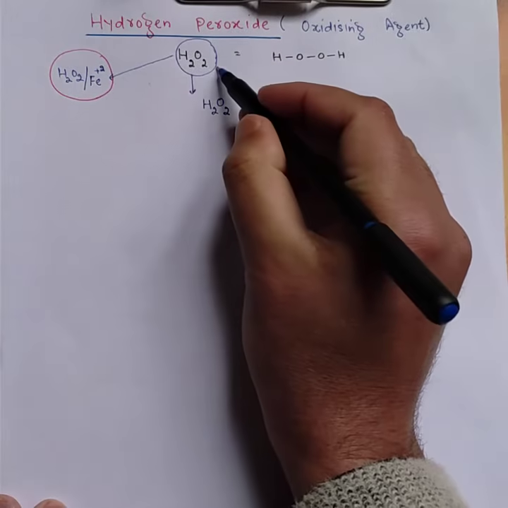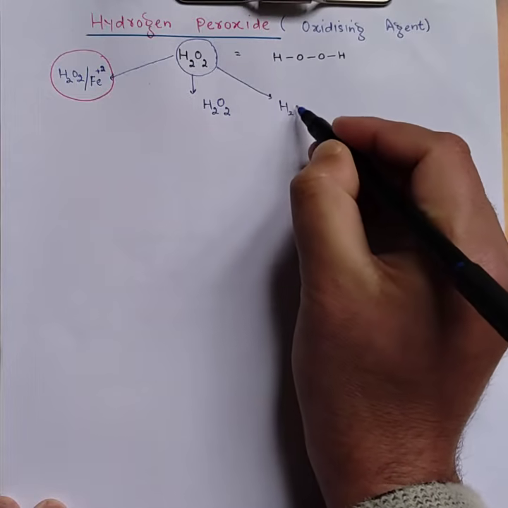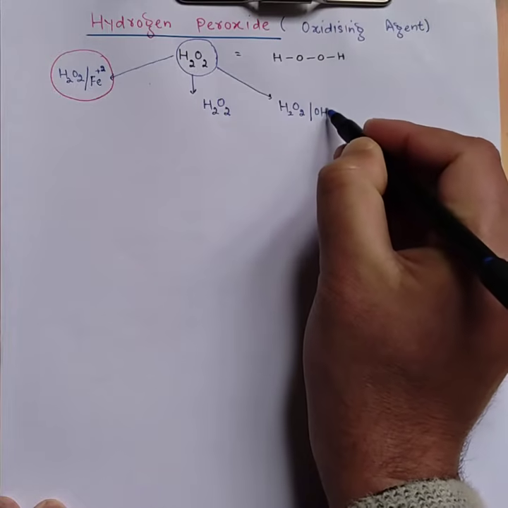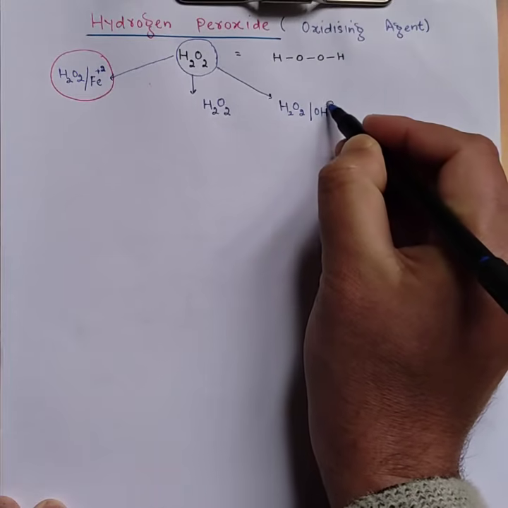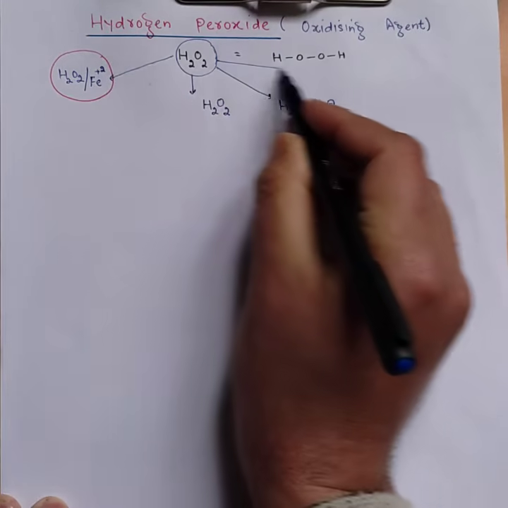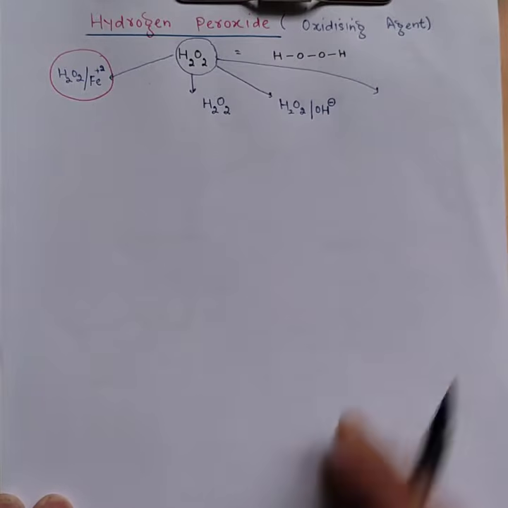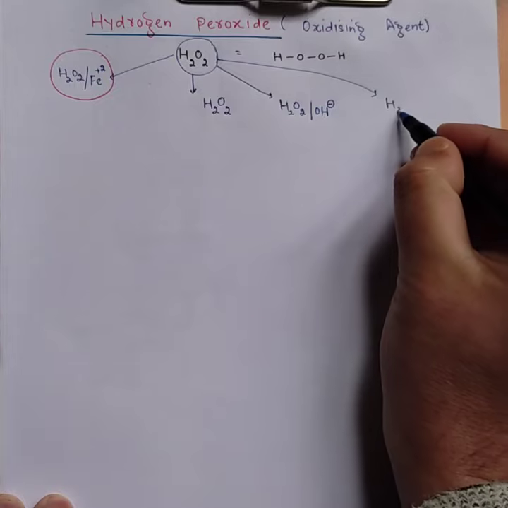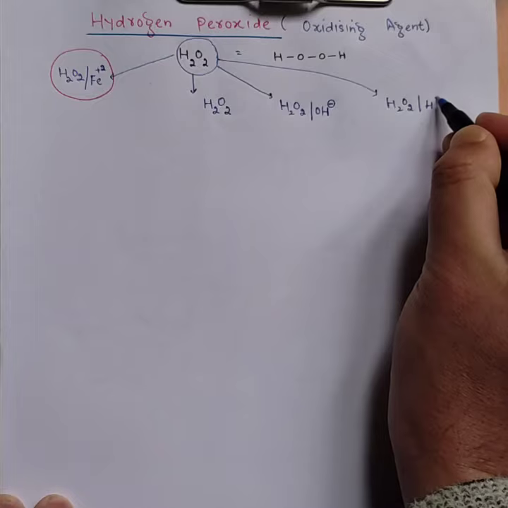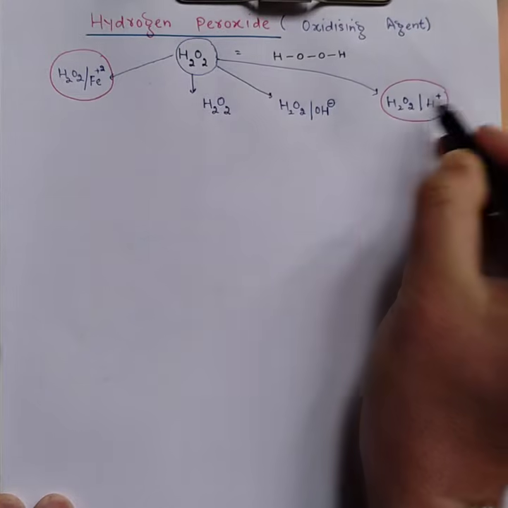Now third one, in alkaline medium, hydrogen peroxide as oxidizing agent in the alkaline medium, that is when the pH is greater than 7. That's your third category. And fourth one, that is hydrogen peroxide as oxidizing agent in the acidic medium. I will show it like this. So we can divide this into 4 classes.